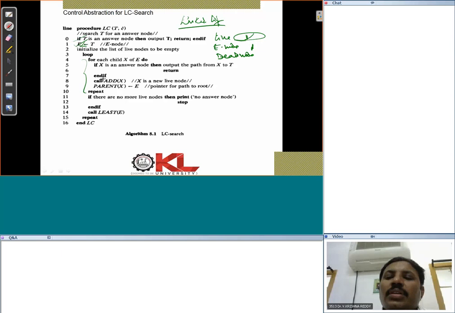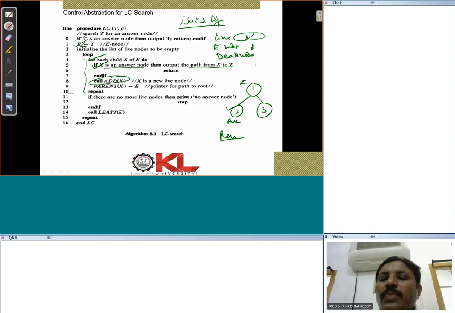What is the process? For expansion of 1, how many children are there? For each and every child we have to generate it and cross check whether it is an answer node or not. For each child of E, we are assuming E, by adding this one node we have to generate children. If it is the answer node, then produce the result. If it is not the answer node, then add this x, this node, to the live nodes.